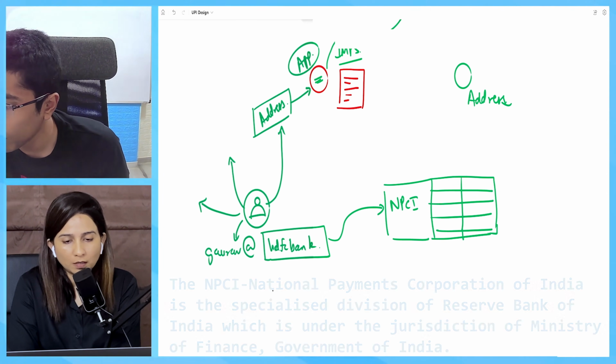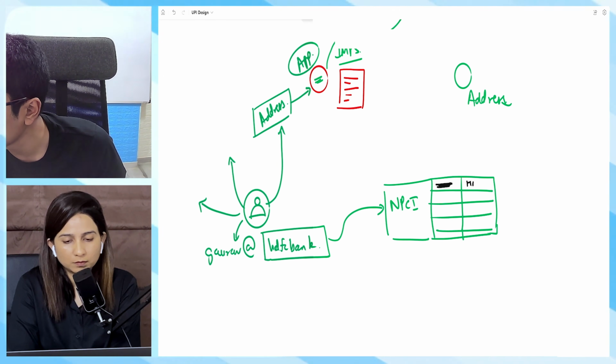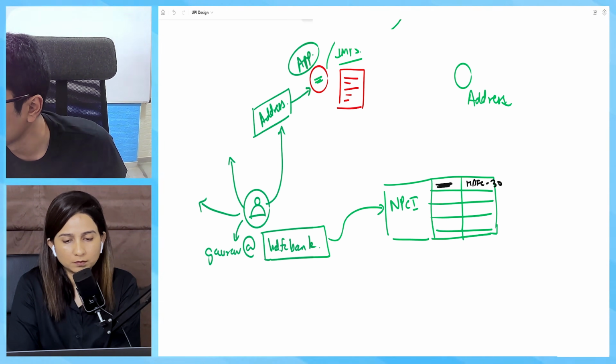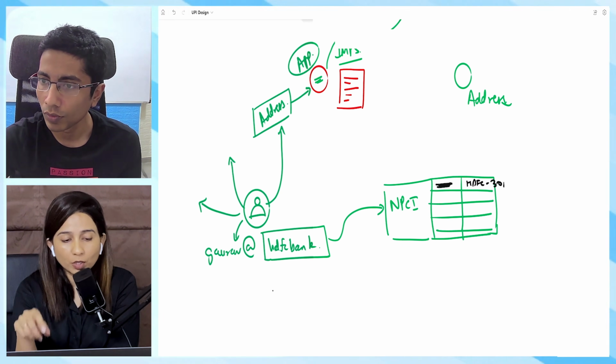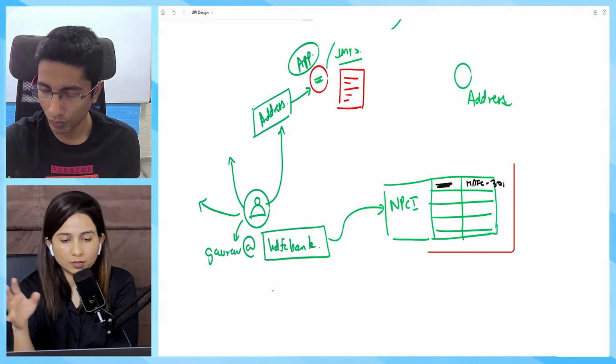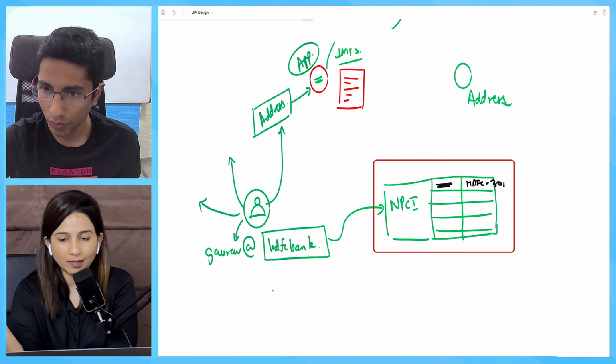Right. So Gaurav at HDFC Bank, this is over here. This maps to HDFC bank account number 301. So basically, all these addresses, the virtual addresses belonging to one user, are stored in a huge data store which is maintained and administered by NPCI.